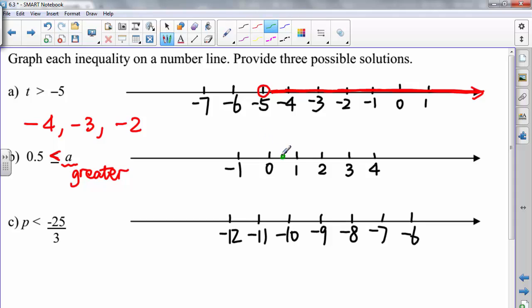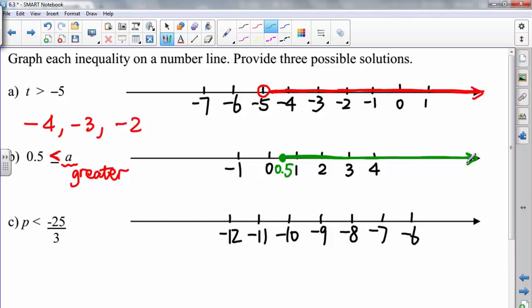0.5 is halfway between 0 and 1. Since 0.5 is one of the solutions in this inequality, this is the reason why I used the shaded circle, or we can say the closed dot, to represent that 0.5 is one solution. The rest of the numbers, A should be greater than 0.5. Greater than means all the numbers should be on the right side of 0.5, all the way to the right. So this green region shows that all the numbers here are greater than or equal to 0.5.